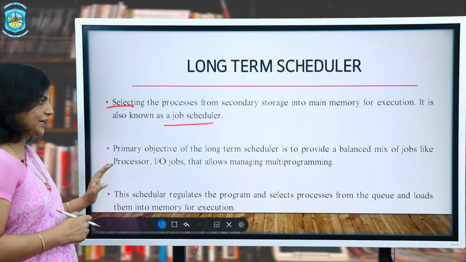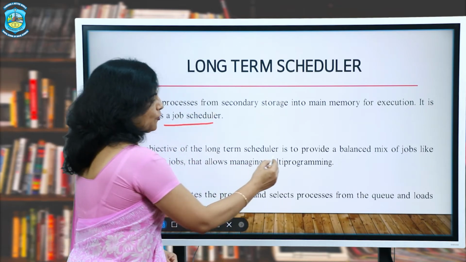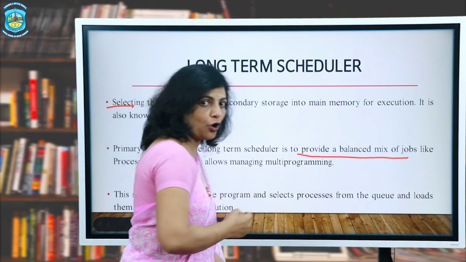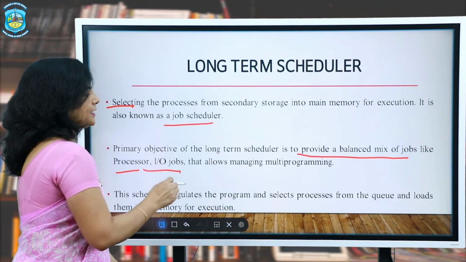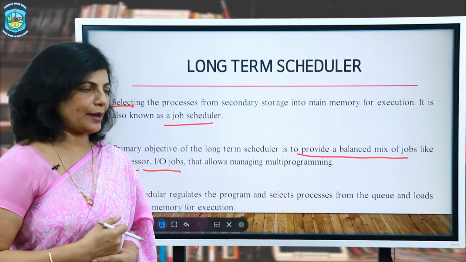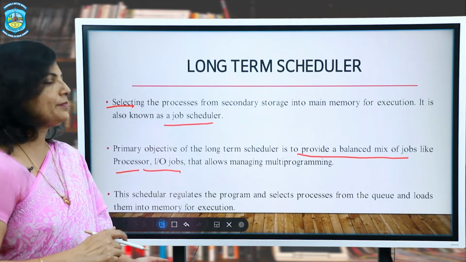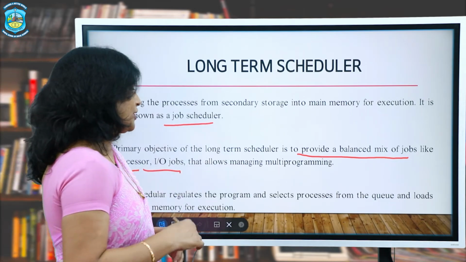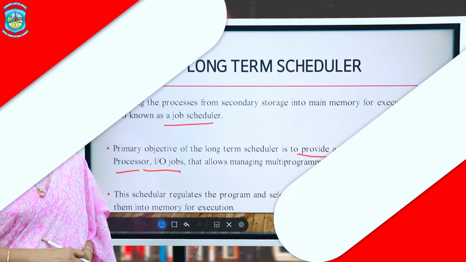The primary objective of this scheduler is to provide a balanced mix of jobs, that is processor and I/O jobs, which allows managing multi-programming. This scheduler regulates the program and selects processes from the queue and loads them into memory for execution.